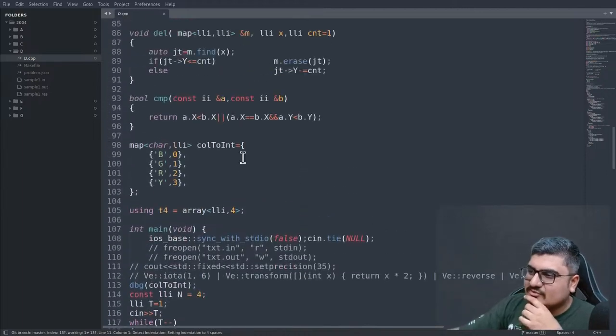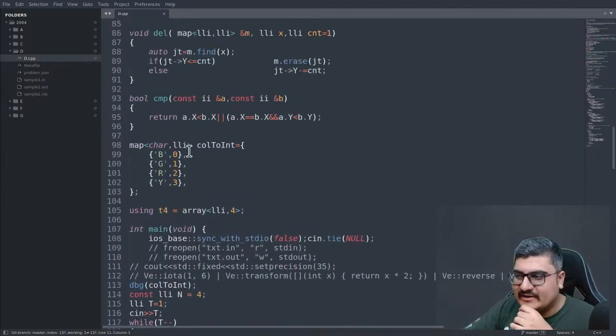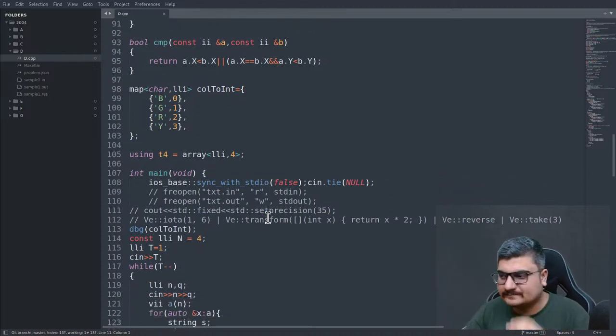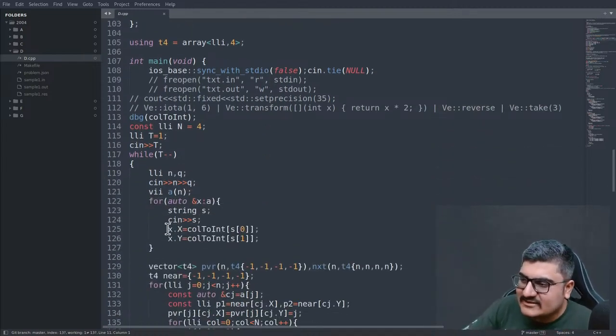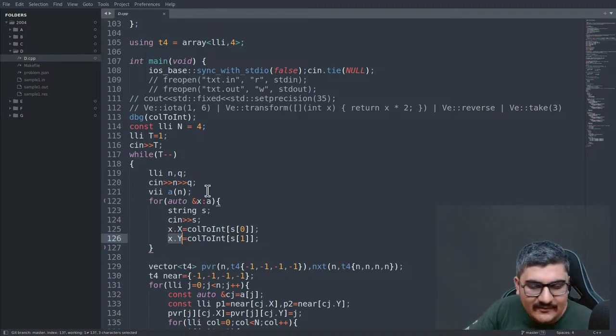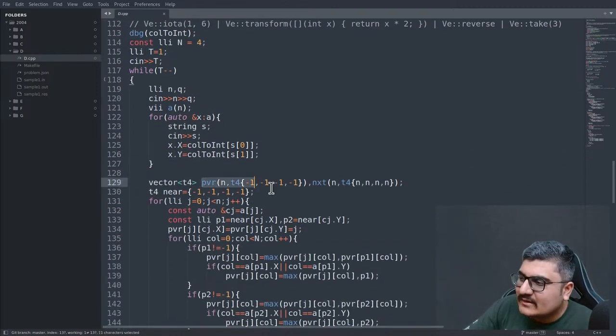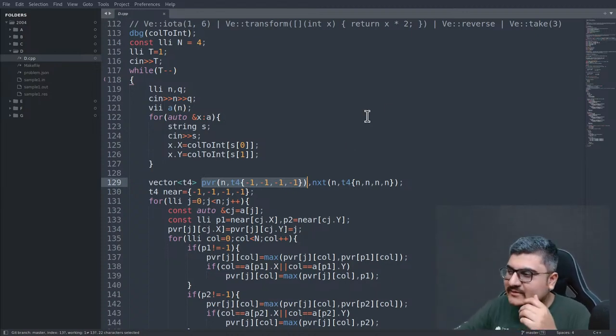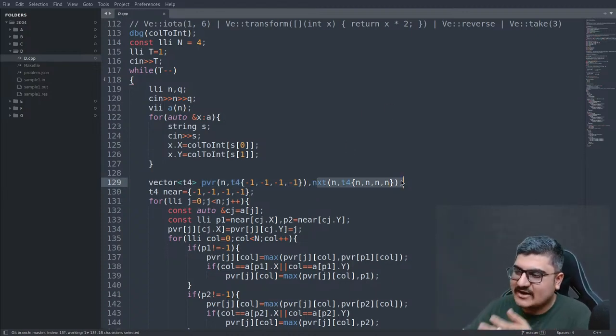So the first thing I did was to convert blue, green, yellow, red into 4 colors with indices 0, 1, 2, 3. That makes life a bit easy for us. Read the queries as input, and x comma y would be the 2 colors, a vector of pair of integers. Now I have this 4 cross n array, so that I know for each color what is the nearest element just before it. Similarly an array for each color just after it.